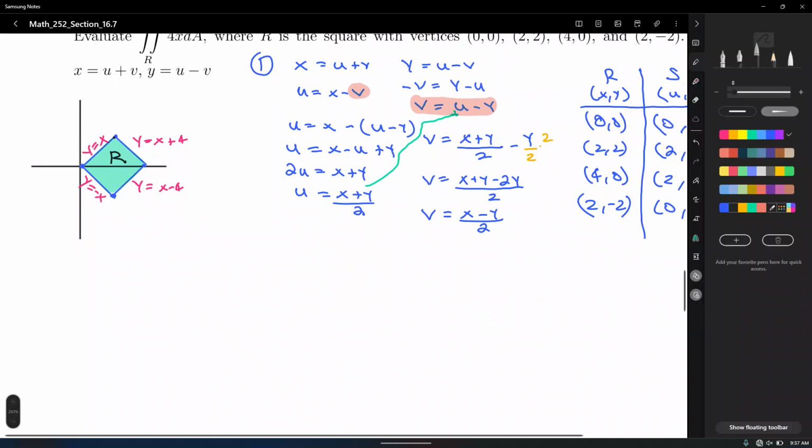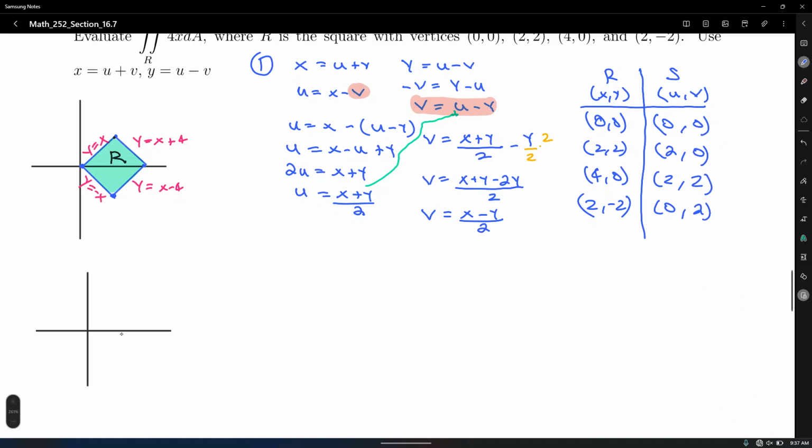So let's go from the universe of R to the universe of S. I need at least a 2 by 2 grid or so. So that'll be 1, 2, 3, 1, 2, 3. Okay. So that's the point 0, 0. That's the point 2, 0. That's the point 2, 2. And that's the point 0, 2.